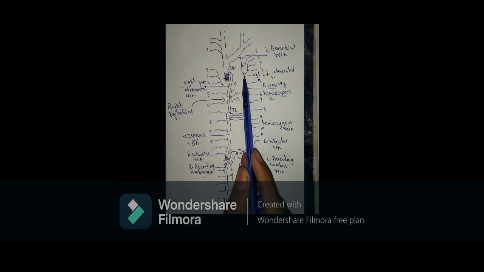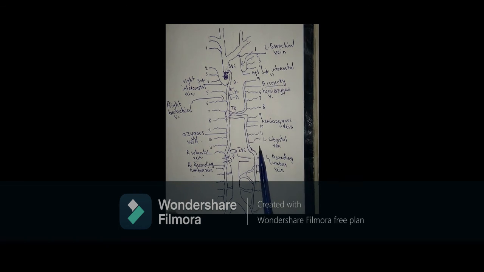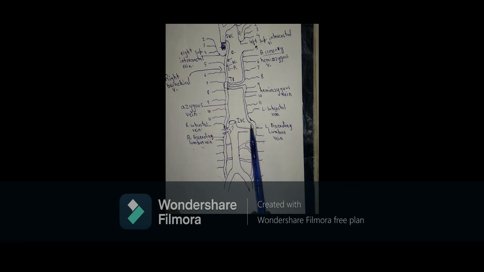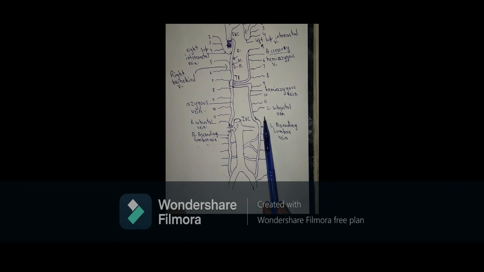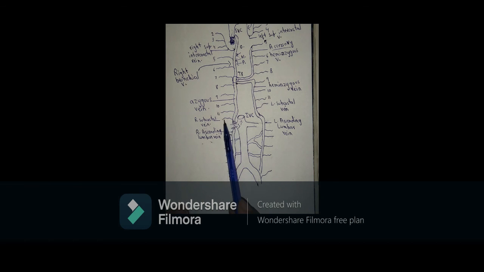from the left subclavian vein, there arises the left superior intercostal vein, and at the level of the T8th vertebra, the accessory hemiazygous vein and the hemiazygous vein will arise, which will give off the branches to the left side of the posterior intercostal branches. And the hemiazygous vein is formed by the union of the left ascending lumbar vein and the left subcostal vein, whereas the azygous vein is formed by the connecting of the right subcostal vein and the right ascending lumbar vein.